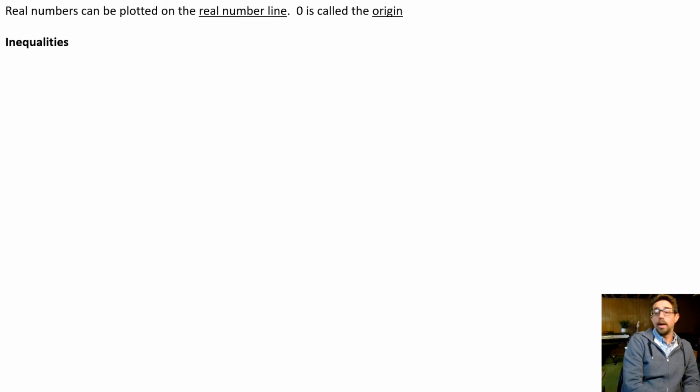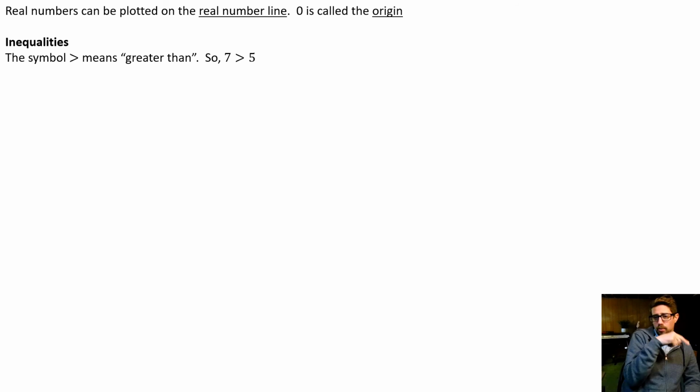So here's inequalities. Inequality just means instead of an equal sign, you have one of those little pointy signs that means something's greater than or less than. I think you've seen this before. If you see the little rightward pointing caret symbol, that means greater than. So 7 is greater than 5, right? I think that's something we can all agree on.